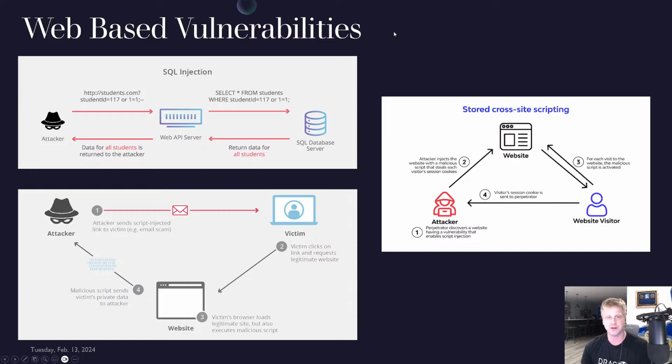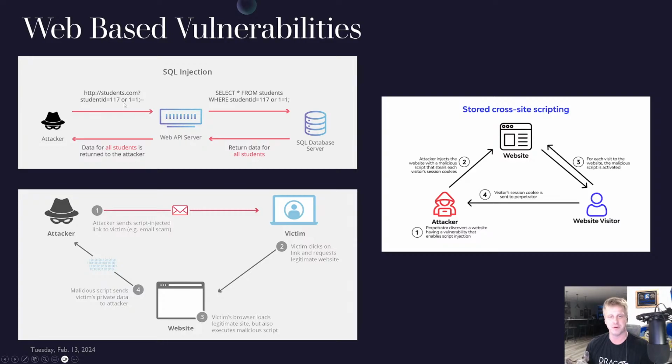So our web-based vulnerabilities, these ones are where you're going to have a little bit of extra homework. SQL injection is pretty straightforward. You see this right here where it's student ID equals 117 or 1 equals 1 semicolon. And that right there is your SQL statement. That is a query to the database. If you left off the or 1 equals 1, that is querying student ID 117.